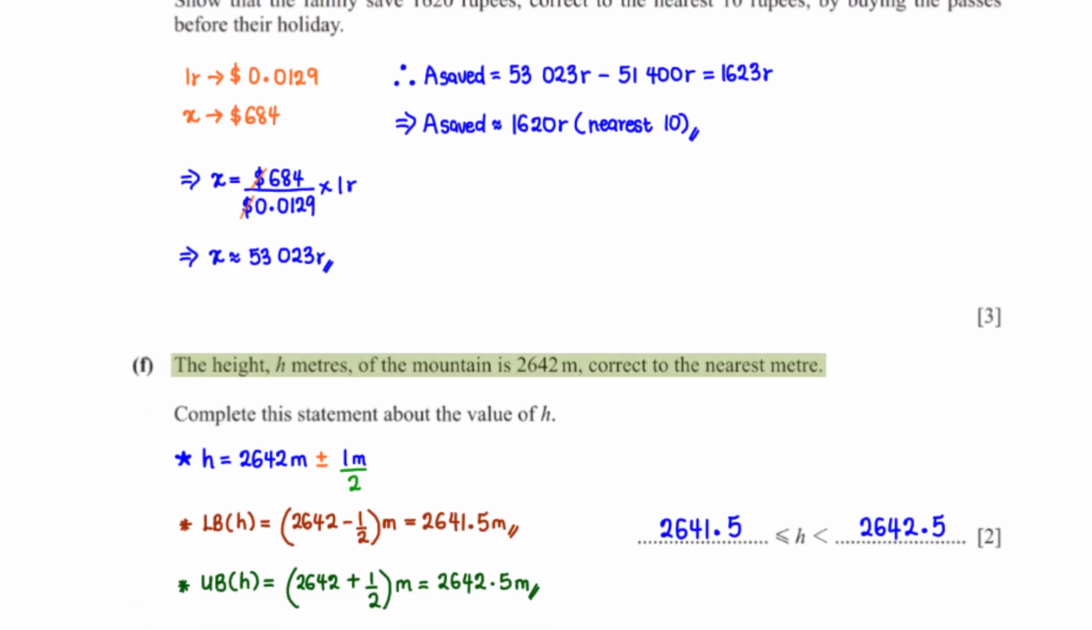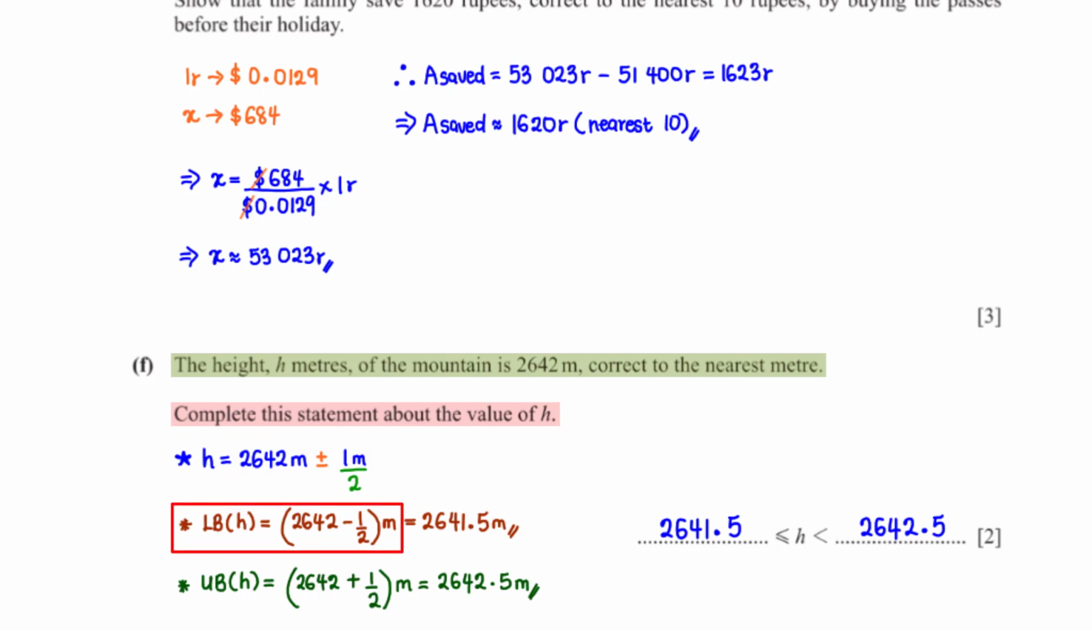The height h meters of the mountain is 2,642 meters, correct to the nearest meter. Complete this statement about the value of h. To correct the height to the nearest meter, we have 2,642 meters. Then we bring in plus and minus 1 meter divided by 2.